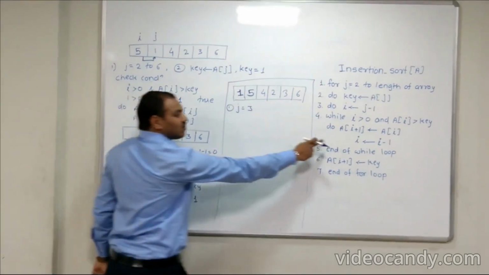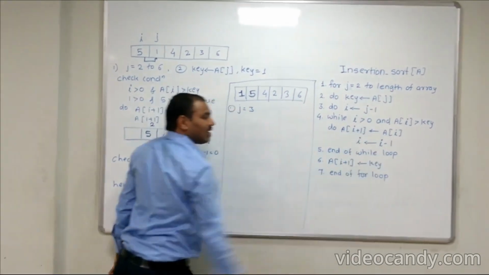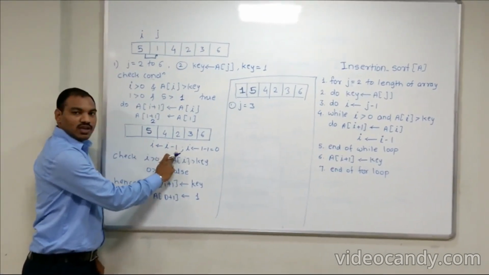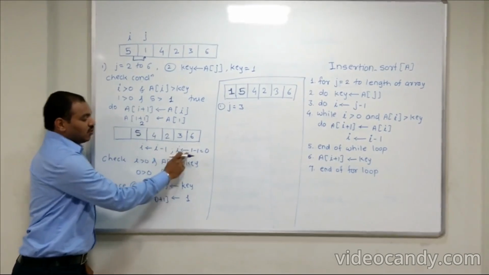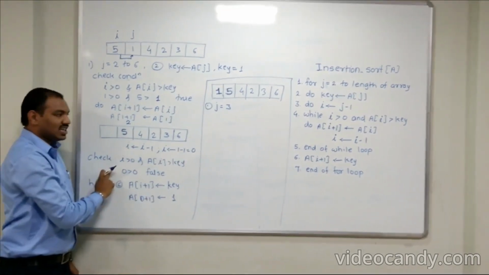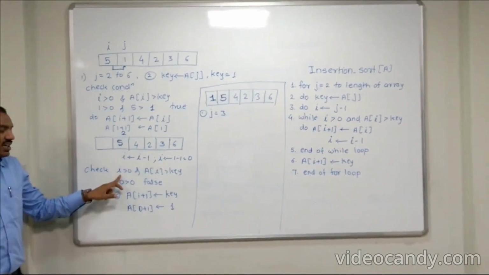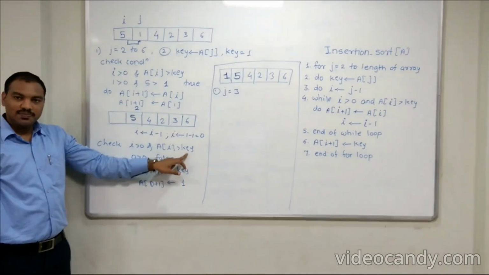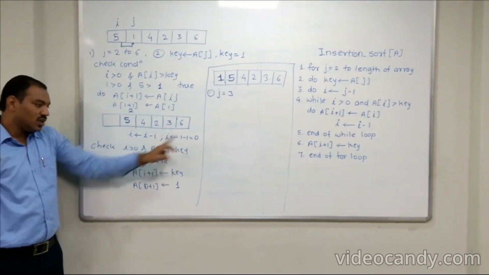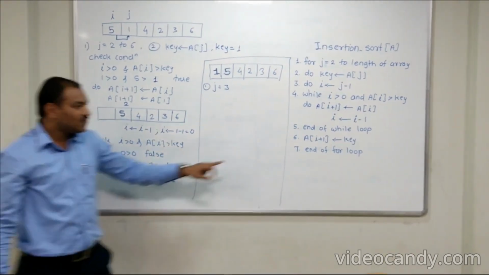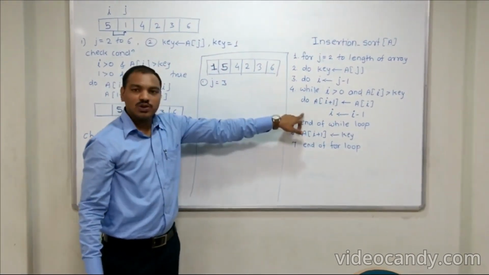Then what it says: decrement I by 1. So that's why I becomes I minus 1. The value of I is 1, 1 minus 1 becomes 0. Again check the conditions. So now the conditions are I is greater than 0, a of I is greater than key. Value of I is 0, 0 is greater than 0, condition false. So when condition false, end of this while.